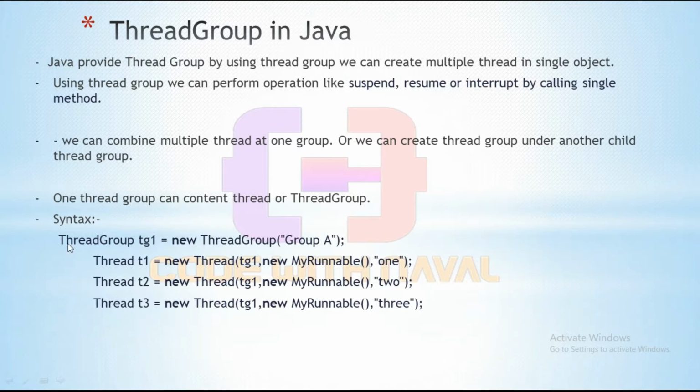Here you can see in this syntax we can simply use this thread group class and create a thread group, and then we can combine multiple threads in a single thread group. Basically we use a thread group to combine multiple threads in one place, and once we combine those threads then we can perform operations like suspend, resume or interrupt. We can simply call one method to handle suspend, resume, interrupt and other methods. If we don't use a thread group then we have to call a separate method for each separate thread.